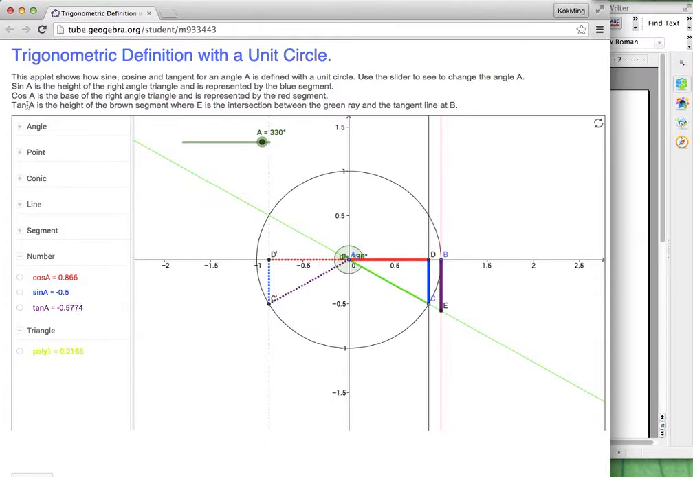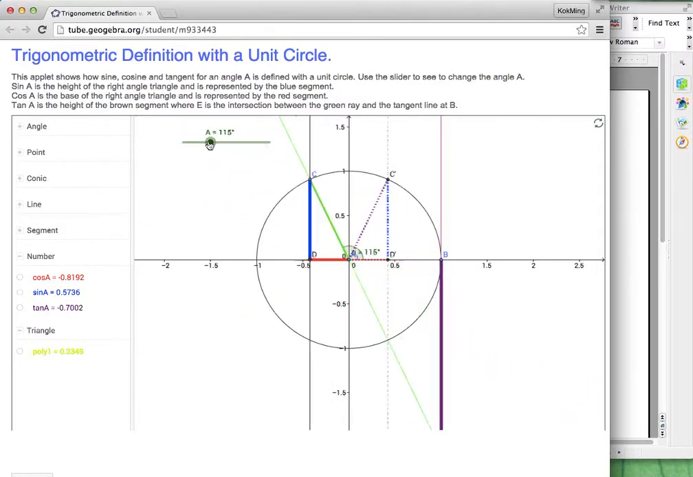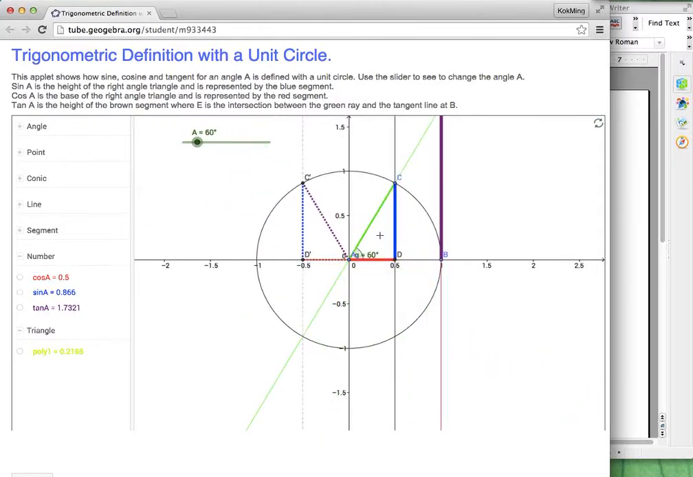Now how about cosine A then? Well, let us return to the first quadrant. This is called the first quadrant. This is called the second quadrant. This is called the third quadrant. Here is called the fourth quadrant.